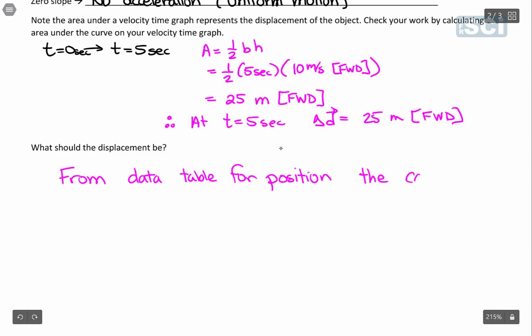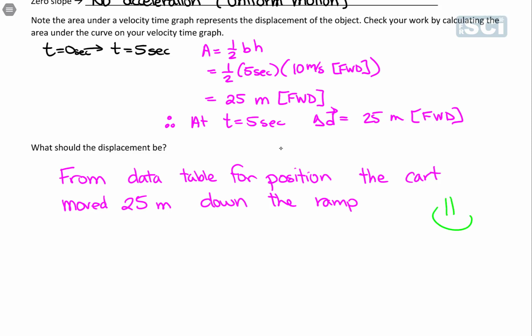The cart moved 25 meters down the ramp. And I'm going to put a smiley face here because that's actually pretty impressive that we got the exact same answer. Now, I don't expect you to get the exact same answer because, of course, your tangent lines were drawn completely by humans, not by a computer here.